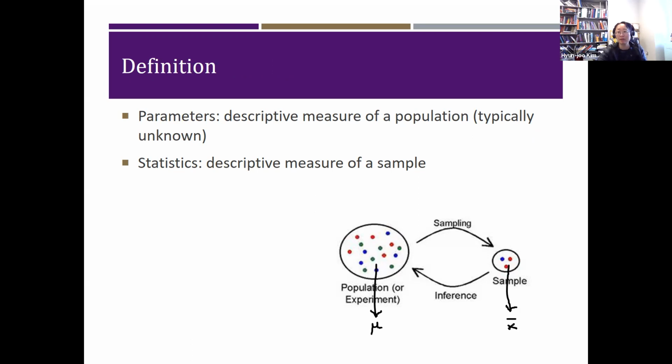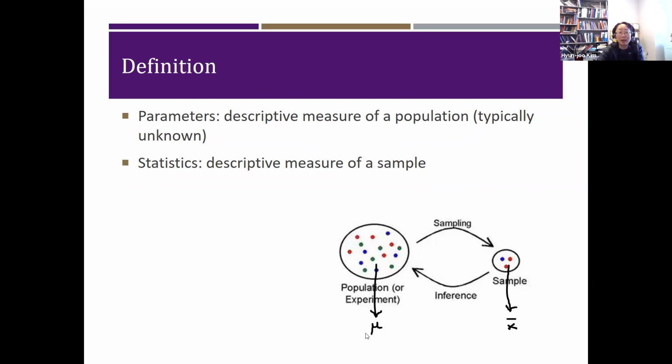The next concept we're going to talk about is parameter versus statistic. Both of them are names for a measure. A parameter is a descriptive measure of the population, and a statistic is a descriptive measure of a sample. For example, for the population mean, we typically use the notation mu. Since we don't have the whole information of a population, we typically don't know what mu is, so that's why we say it's typically unknown here.